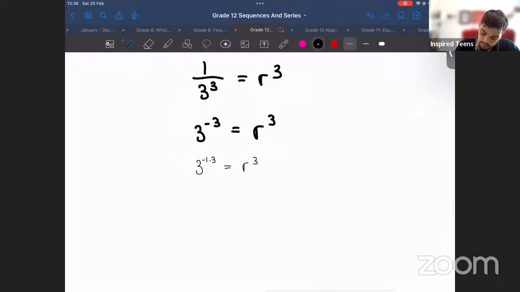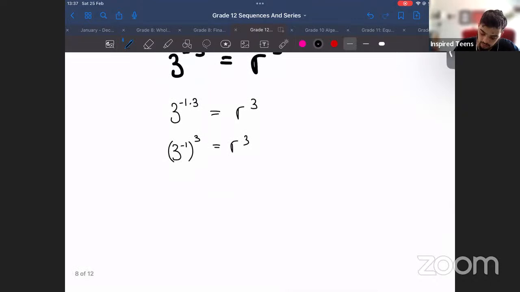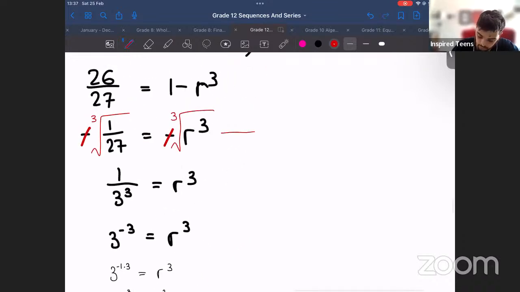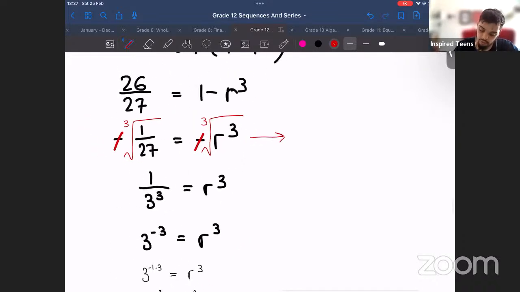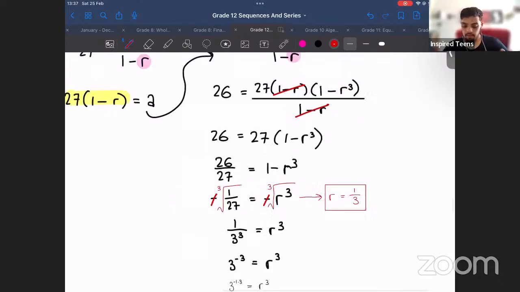So you can use the power to the power rule, just for revision of that. You can bring this down and so on. So you now get 1 over 3 to the 3 is equal to r cubed. Common things cancel, r is equal to 3. Alternatively, you could have cube rooted both sides. When you cube root both sides, you get r is equal to 1 over 3. That makes sense.